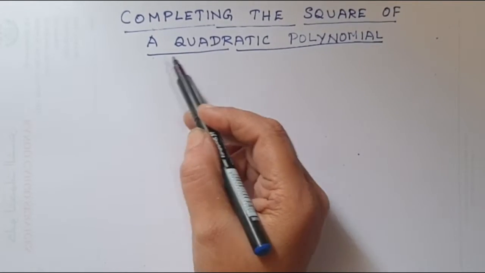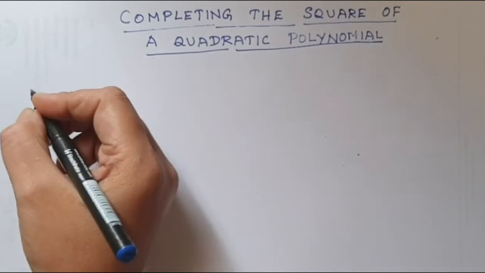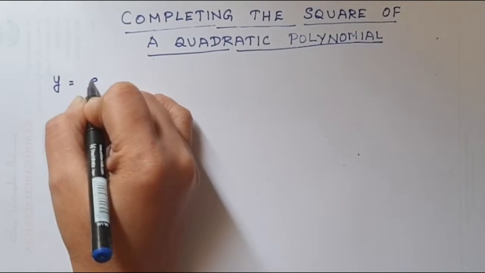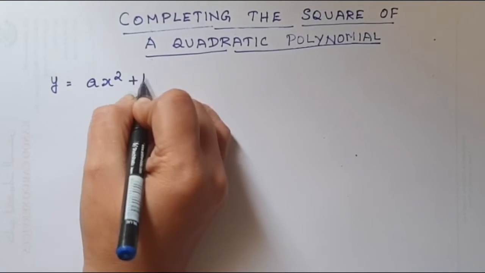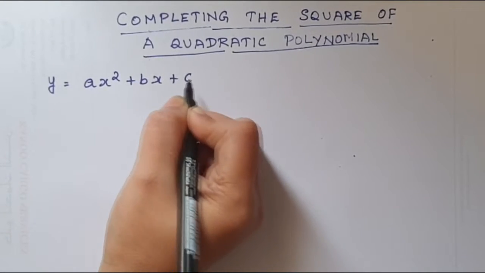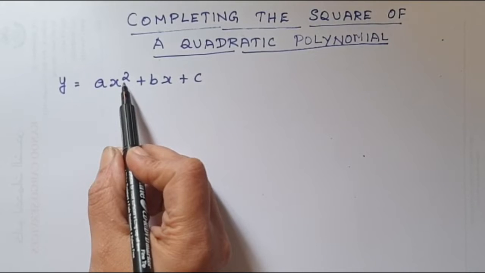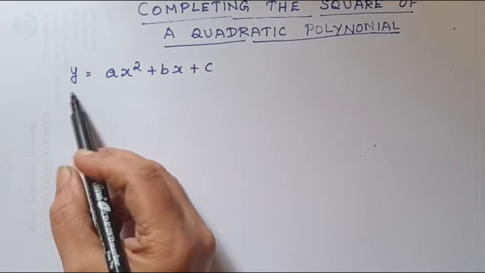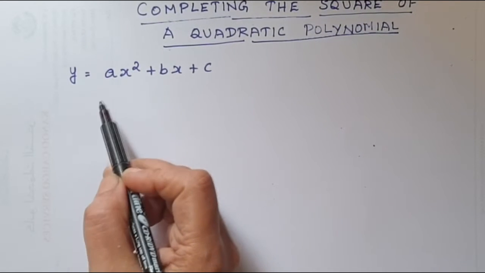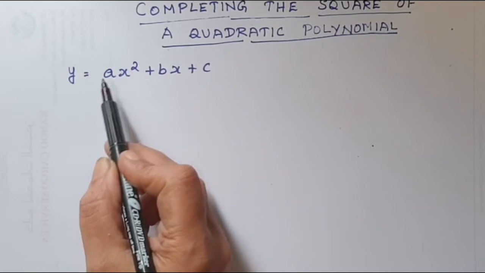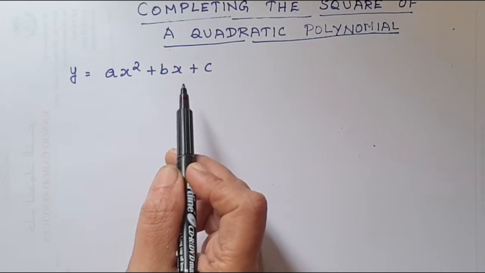Completing the square of a quadratic polynomial. A quadratic polynomial can be written as y equals ax squared plus bx plus c. When the highest power of a polynomial is 2, it is called a quadratic polynomial.